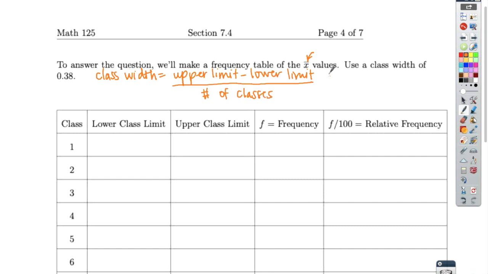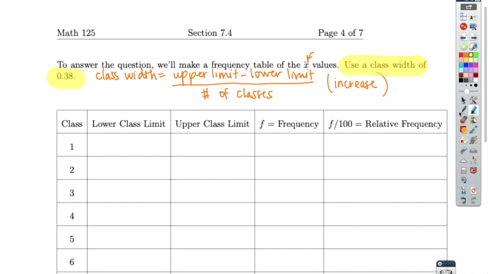And then remember, you increase this to the next highest integer. You do this even if you end up with a whole number here. You still bump it up to the next integer. Now in this case, this problem actually tells us to use a class width of 0.38.